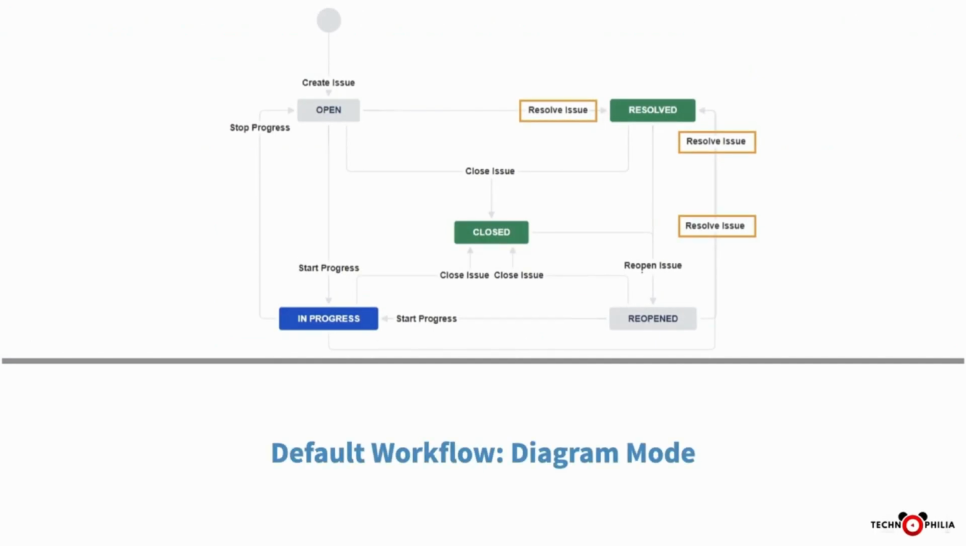The lines between the status boxes represent transitions. The resolve issue transition leads to the resolved status. Transitions leading to a status are sometimes called incoming transitions. Transitions leaving a status are sometimes called outgoing transitions.